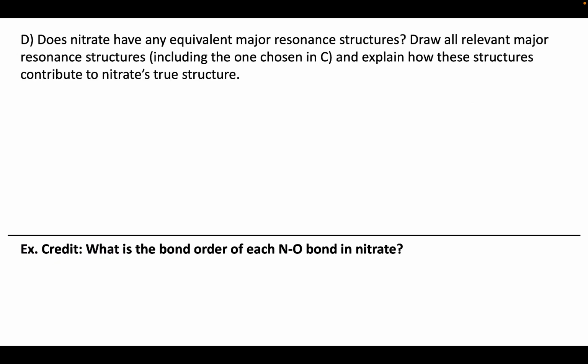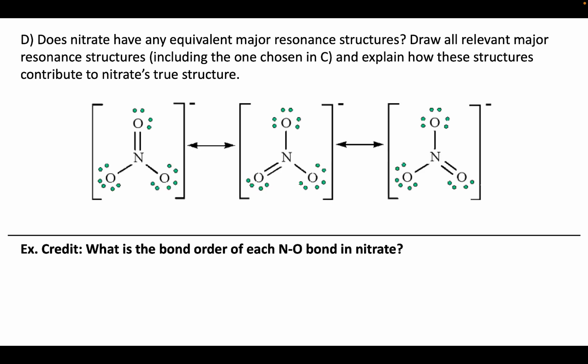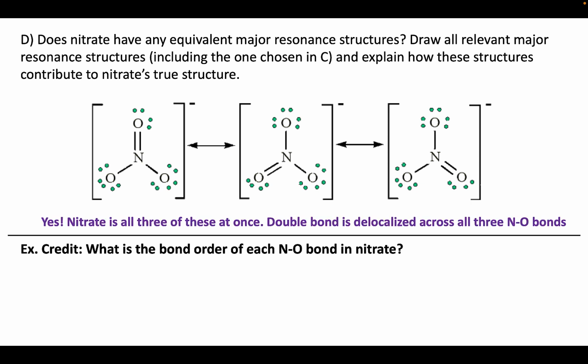Finally, we want to say, well, if that left structure is the one we want, does it have any equivalent major resonance structures? And we want to show which ones they are, including the one that we chose in the previous question. And here they are. These are the 3 resonance structures for nitrate. Note that that double bond is not fixed in any one location, but is actually spread across all 3 nitrogen-oxygen bonds. This is critical to understanding resonance.